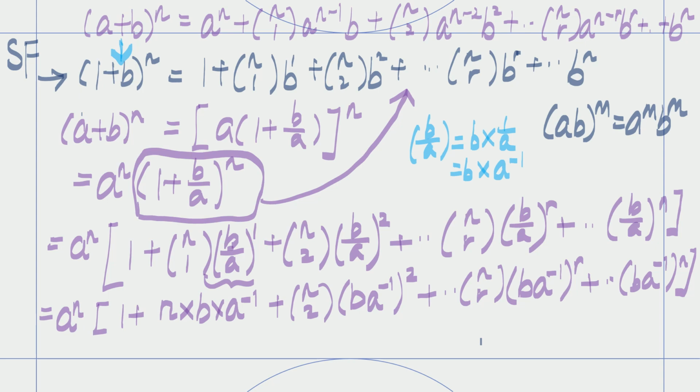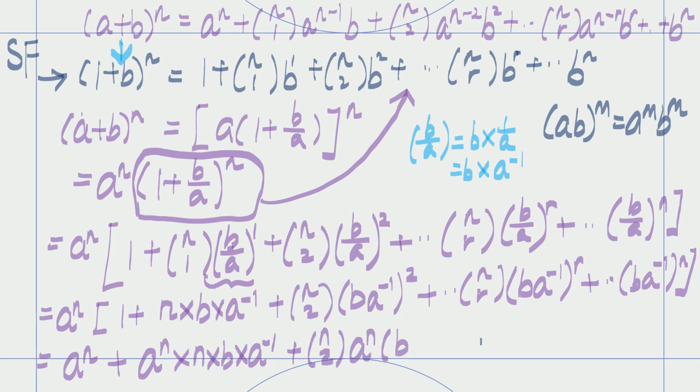All right, so the next thing is I'm going to multiply a to the power n into the brackets. So you have a to the power n times 1 gives you a to the power n. Then a to the power n times b times a to the power of negative 1. Okay, I know it's a bit confusing, but don't worry. We'll reach there.